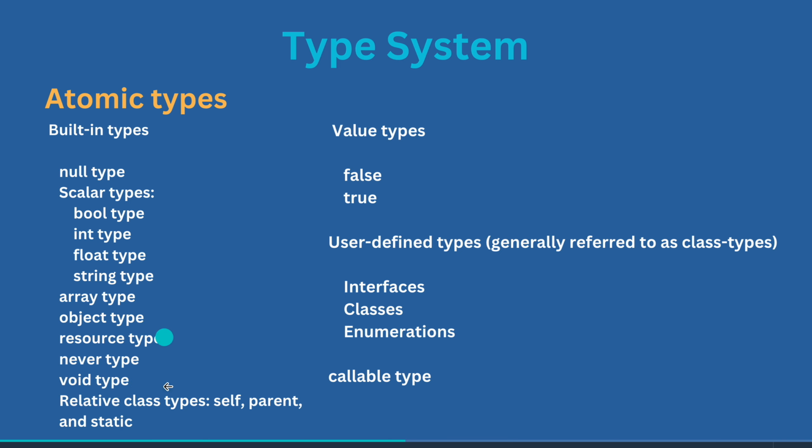In a later session we will look into these, but then there are value types. What are the value types? True and false. There are user defined types, generally referred to as class types: interfaces, classes, enumerations and callable type. Right? So these are known as the atomic types.